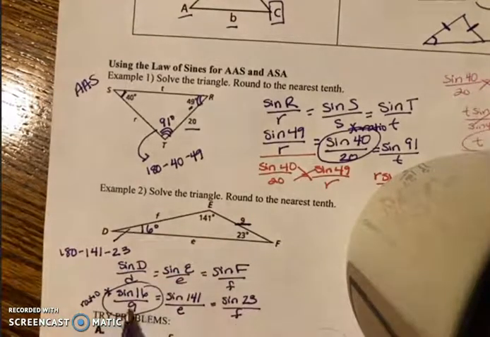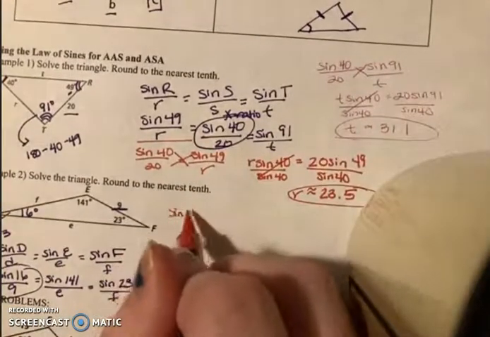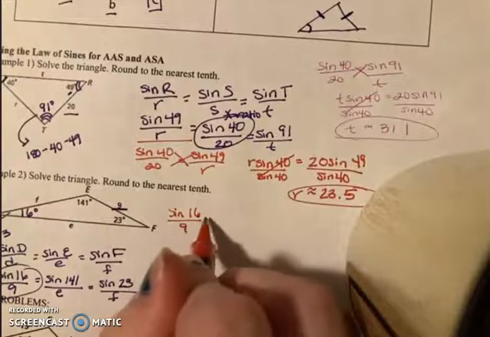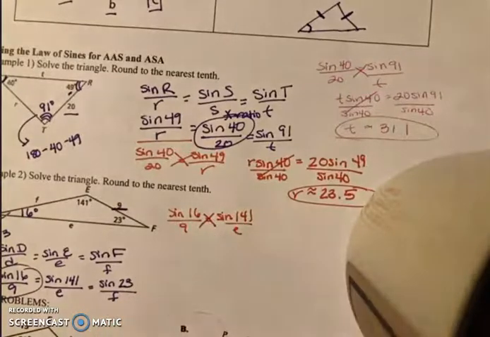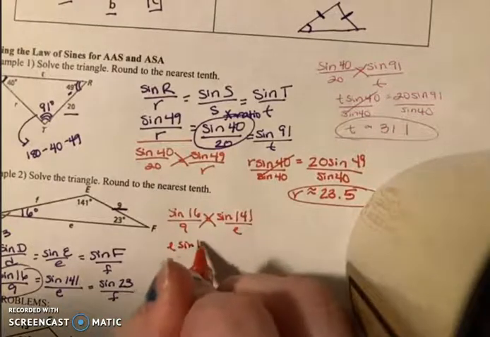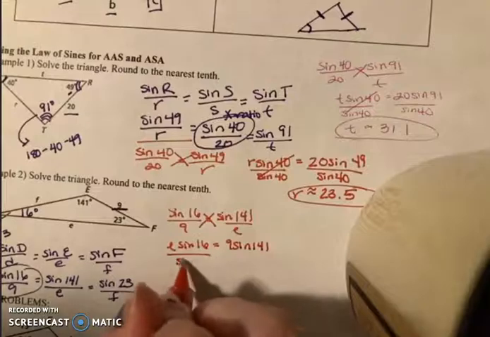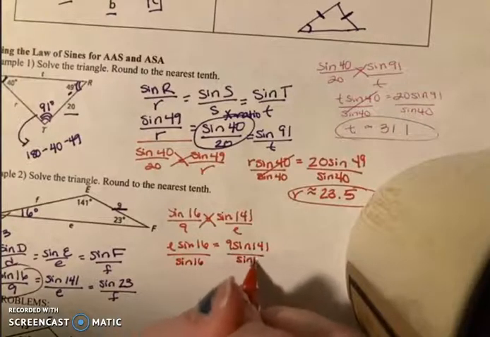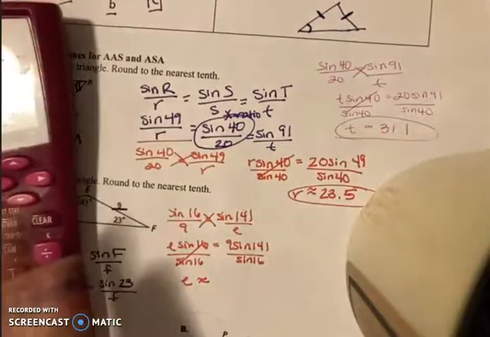And I need to set this ratio equal to each of the other ratios and solve using cross multiplication. So I'm going to solve for E first, just because I want to. It doesn't really matter. Sine of 16 over 9 equals sine of 141 over E. I'm going to cross multiply. So that's E sine of 16 equals 9 sine of 141. Divide by sine of 16. E is approximately, I'm going to plug it in.